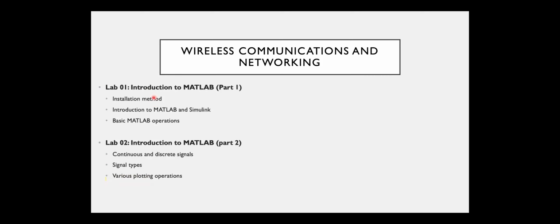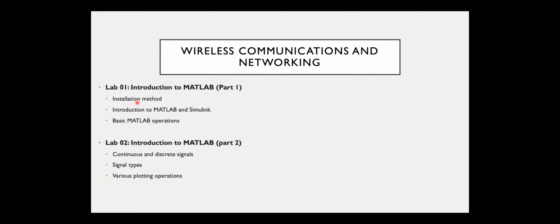In lab one, I'll show you how to install MATLAB, and the purpose of this course is to show you the wireless communication models. When you send a signal, how is the signal traveling from one block to the other block, or from one point to the other point. For example, you are talking on your phone, and your speech or voice signal is converted into a digital signal, and then it travels through some stages or a lot of processes. We are going to cover all those things.